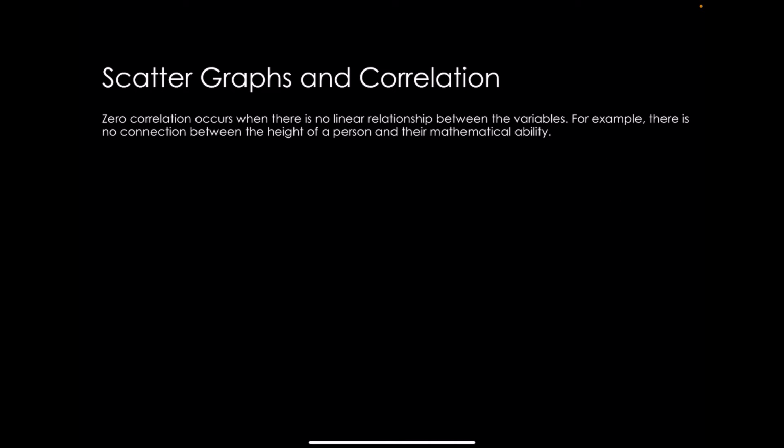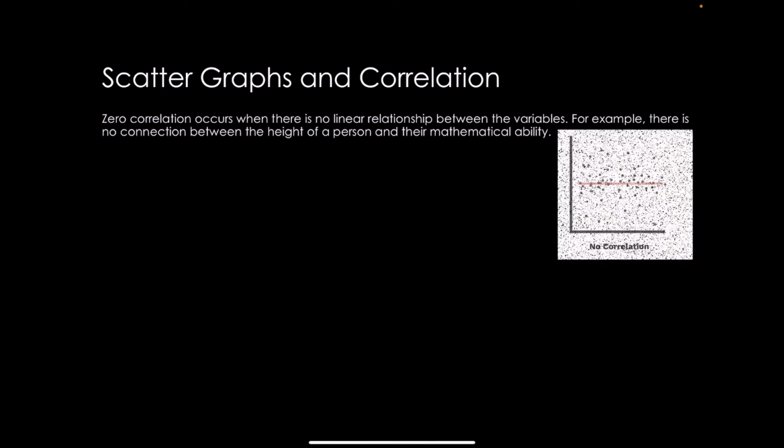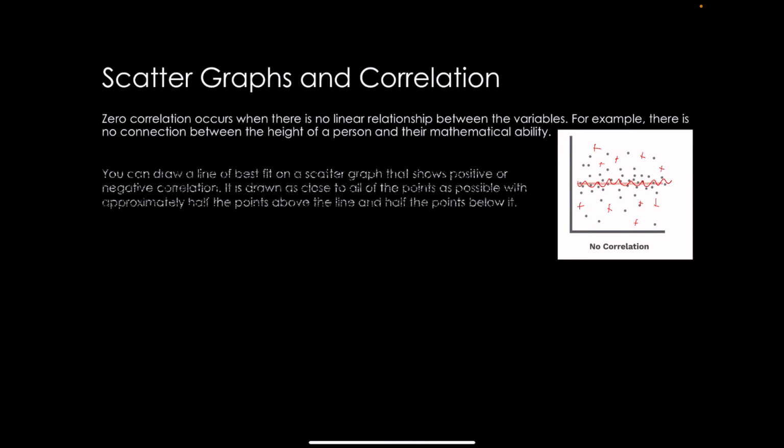Now then, a zero correlation occurs when there is no linear relationship between the variables. For example, there's no connection between the height of a person and their mathematical ability. So that's usually when you've got lots and lots of dots all out of place. We don't really have a correlation, and you wouldn't actually need to draw a line of best fit.